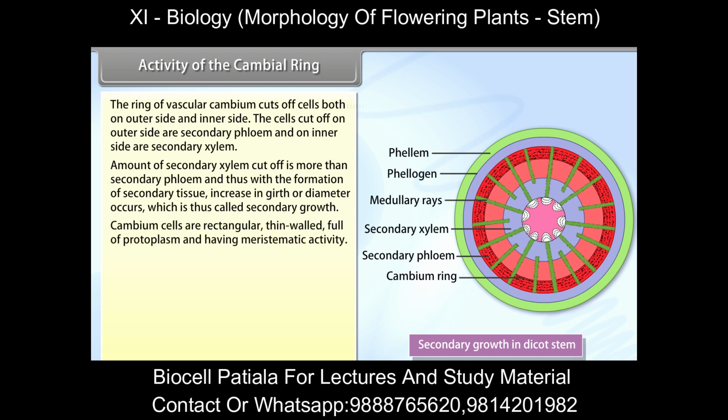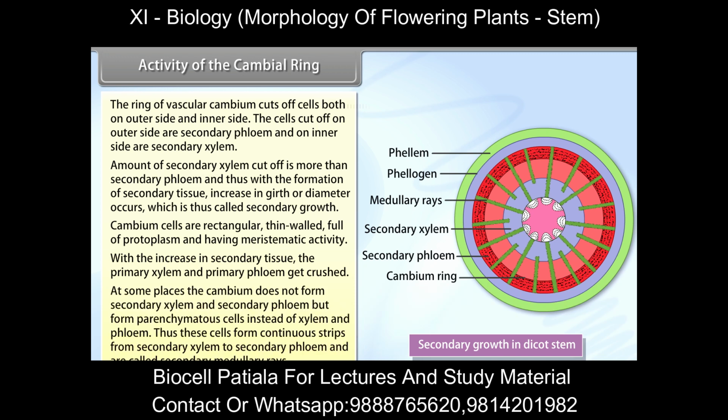Cambium cells are rectangular, thin-walled, full of protoplasm and have meristematic activity. With the increase in secondary tissue, the primary xylem and primary phloem get crushed. At some places, the cambium does not form secondary xylem and secondary phloem, but forms parenchymatous cells instead of xylem and phloem. Thus, these cells form continuous strips from secondary xylem to secondary phloem and are called secondary medullary rays.